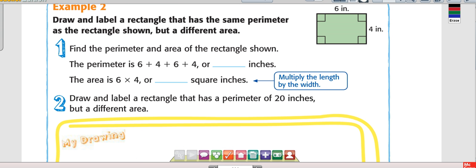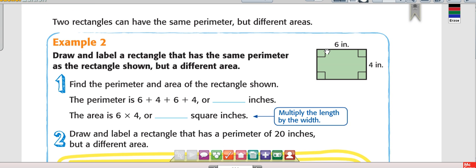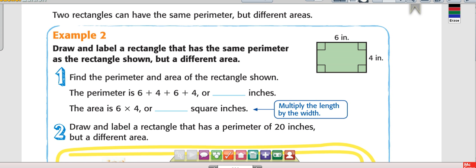Look at example number 2. It says draw and label a rectangle that has the same perimeter as the rectangle shown below, but a different area. So the same perimeter. Well, let's find the perimeter of this particular rectangle right here. The perimeter, am I multiplying or adding? I'm adding. To find the perimeter, I need to add all the sides.